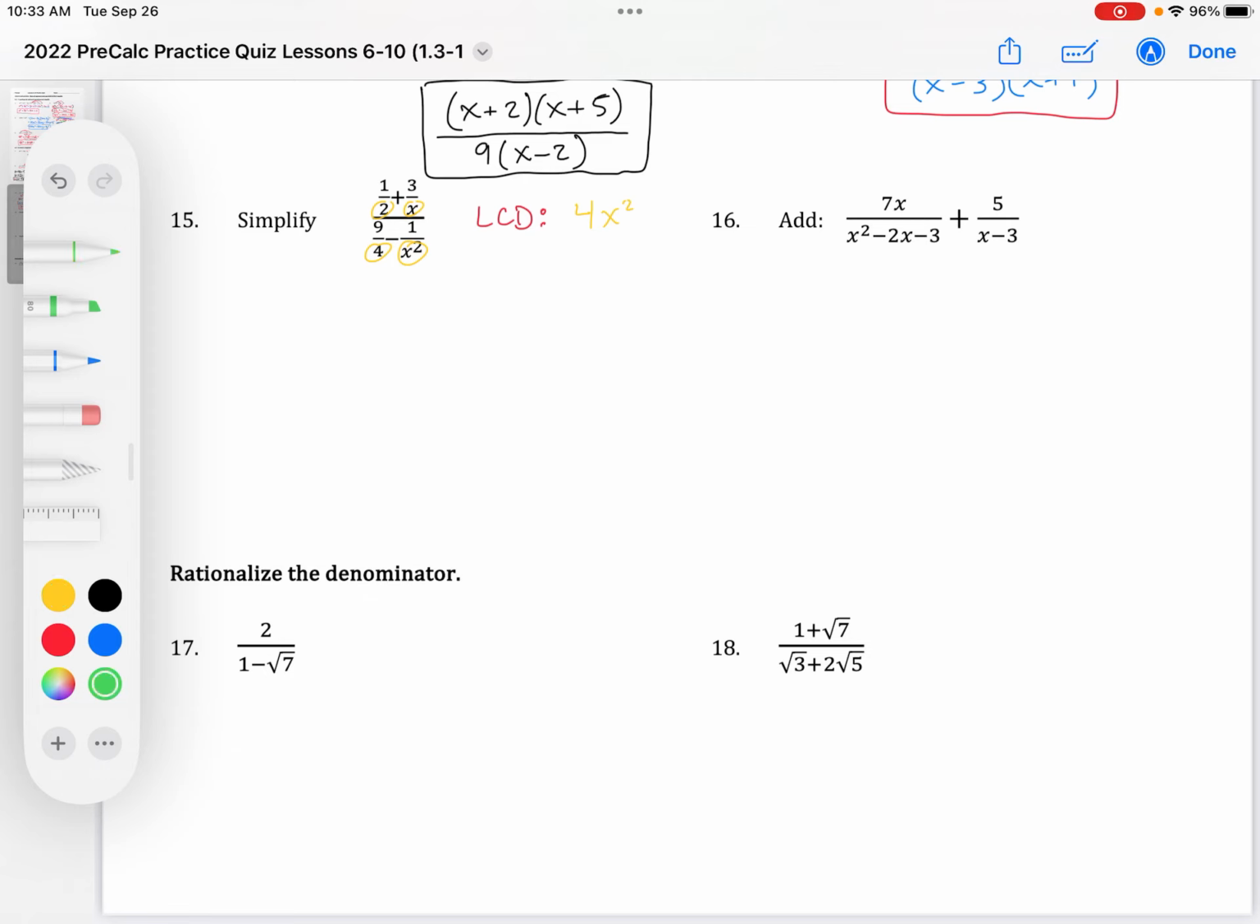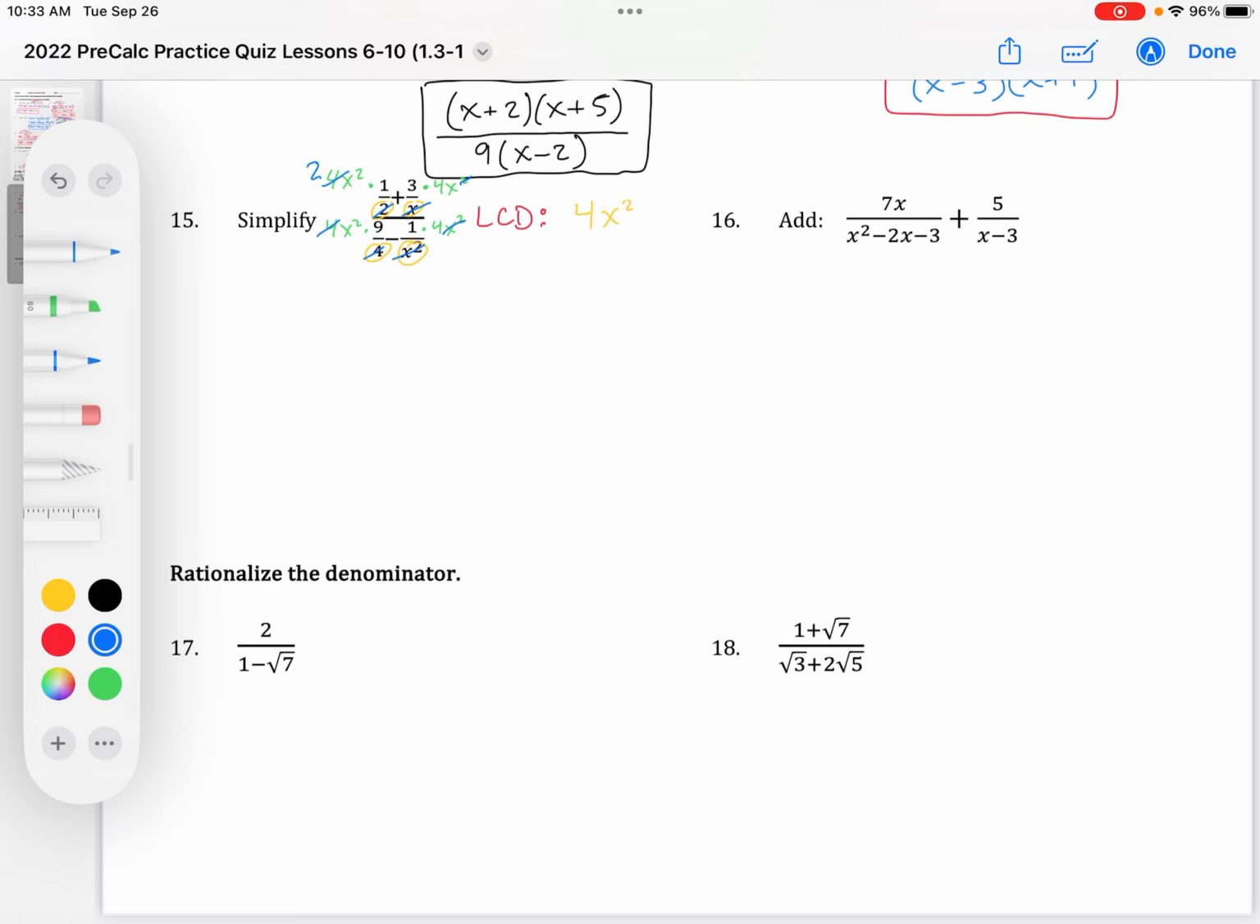So what that means is we're going to multiply all of the numerators by 4x squared. So this numerator and this numerator and this numerator, and this numerator. Because what that will do is cancel out all of these smaller denominators. So this 4 reduces this 2 down to a 2x squared. This x cancels the square, so we're just left with 4x up top. The 4 cancels down here, and the x squared cancels down here.